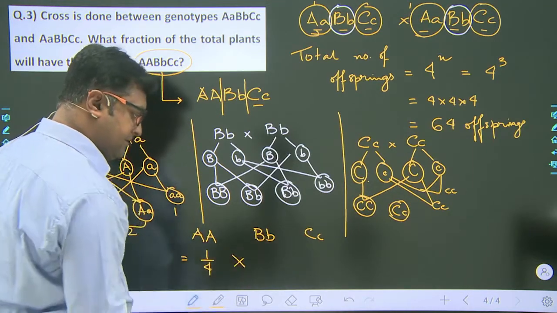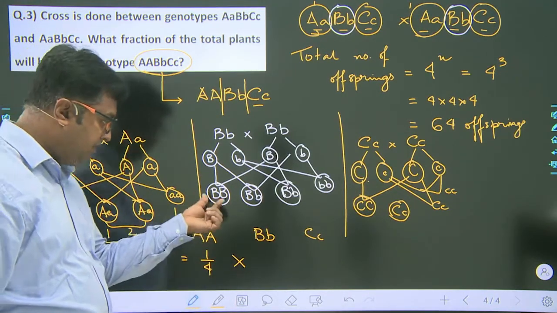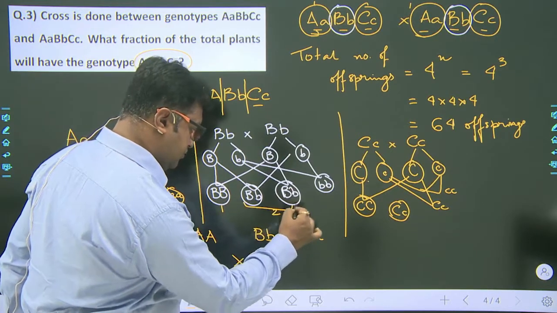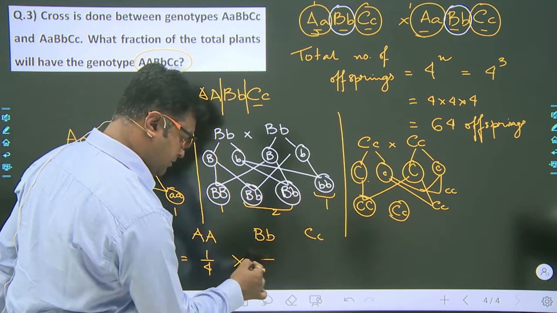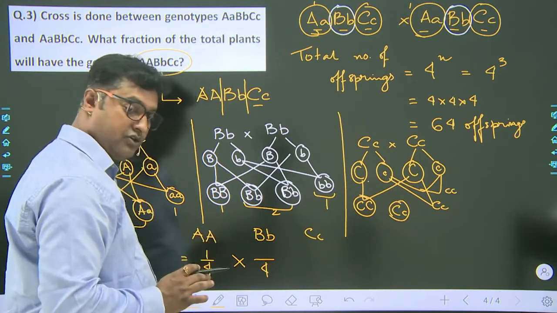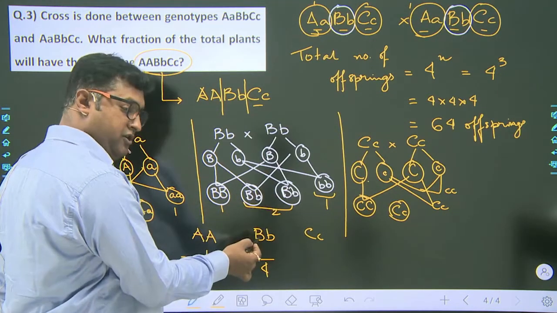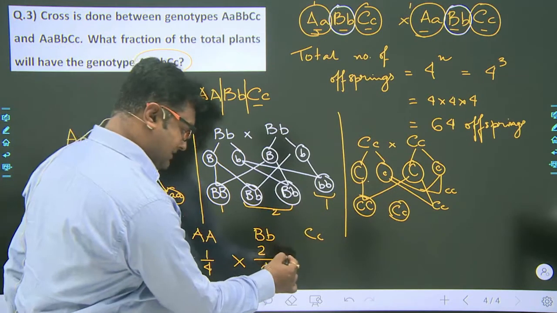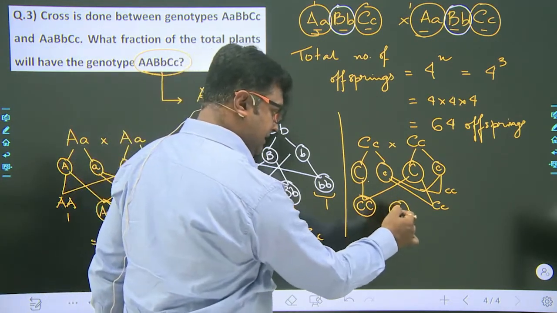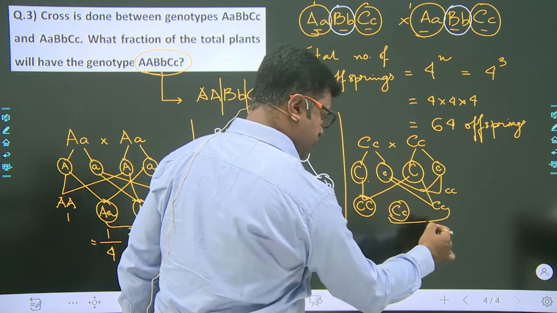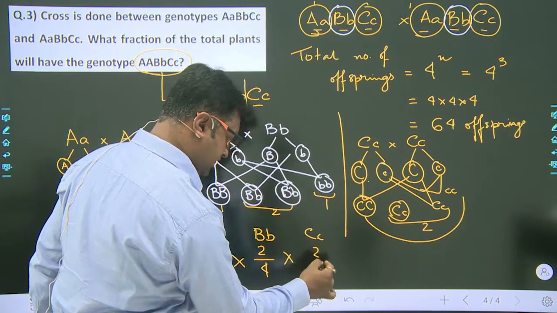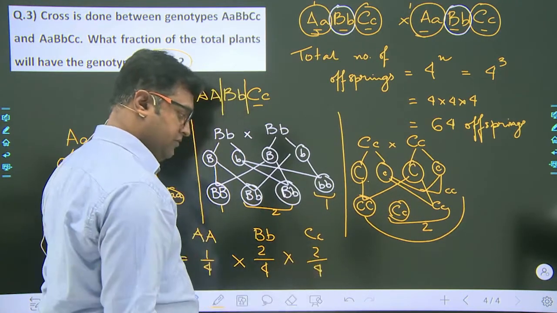Next, capital B, small b, how many of it is occurring? It is again occurring 1 is to 2 is to 1. So, by total outcomes 4, how many times capital B and small b is occurring? 2. So, we can write it 2 by 4. And the same thing with the capital C small c. It is also occurring 2 times out of 4 times. So, here also I can write 2 upon 4.